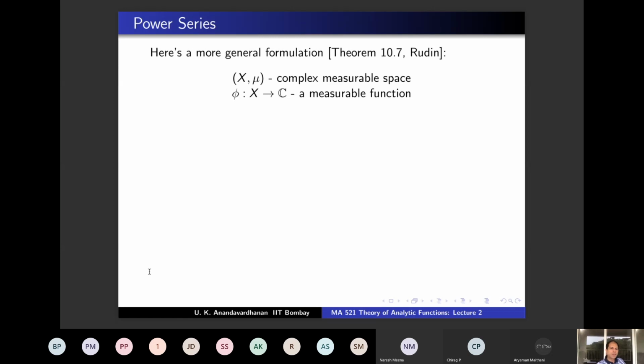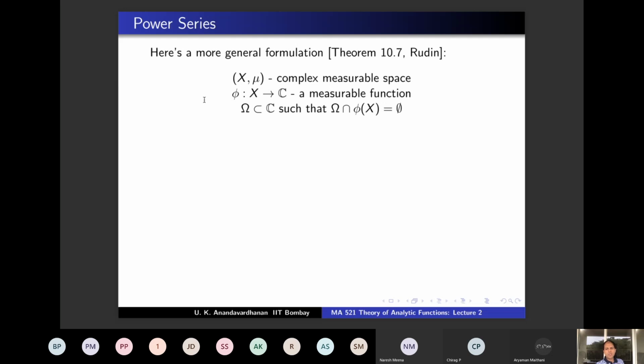So suppose you have a function like that, and suppose you take a region, a domain omega in C, which does not meet the image of phi. So phi of x will be inside C, and omega is a domain in C which is outside phi of x. The intersection is empty. If you have this much, now if you recall, this is exactly what we had. We will come back to that, but let me just state the general formulation.